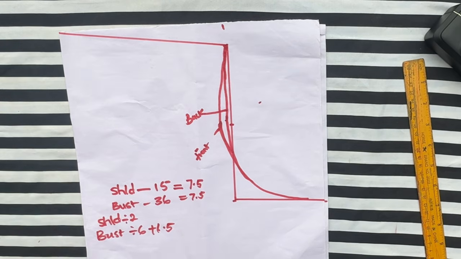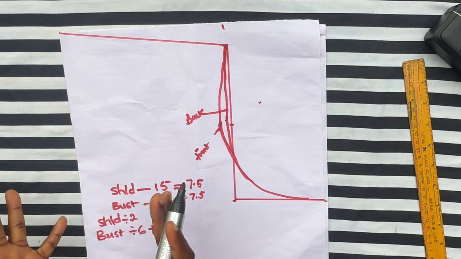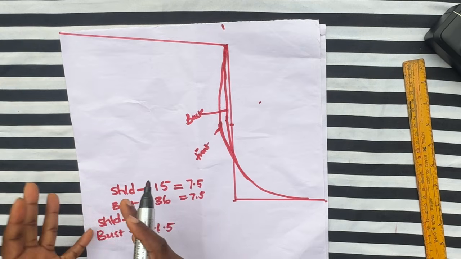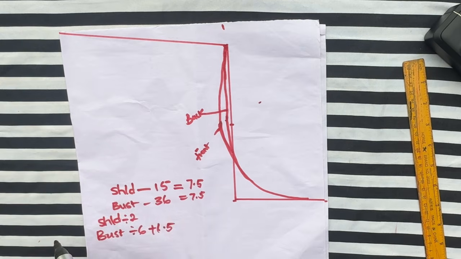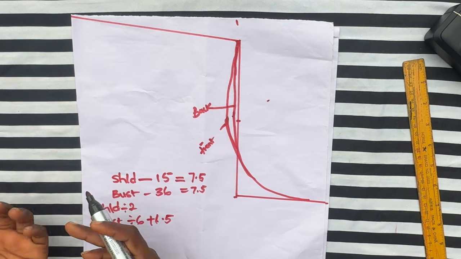Okay, so this is basically it for why the two armhole formulas do not actually match, and also how to find your perfect armhole curve and draft a perfect armhole, right? I do hope that this tutorial answered all the questions that you were looking for.